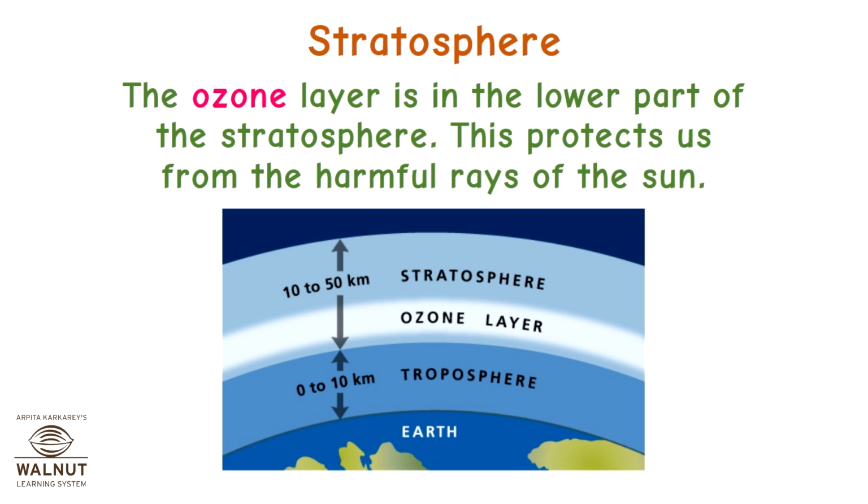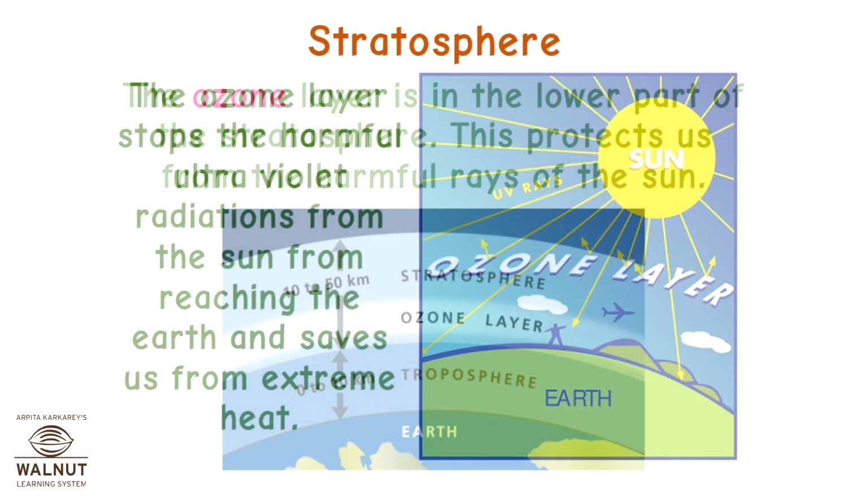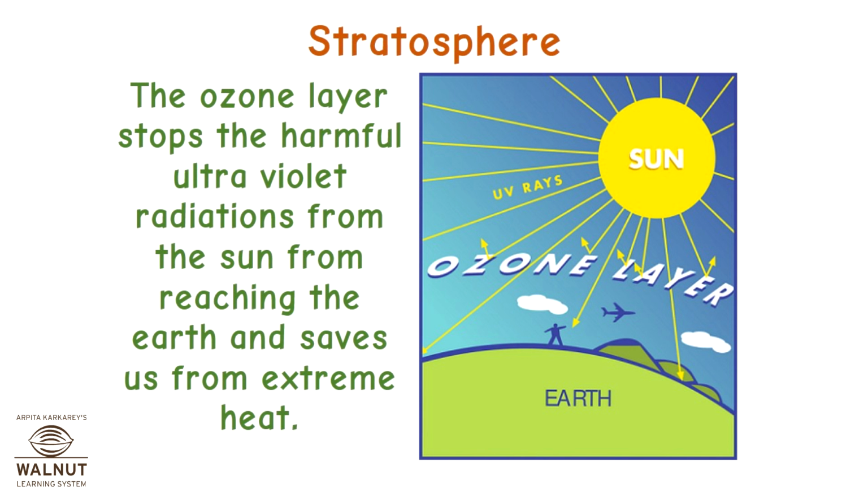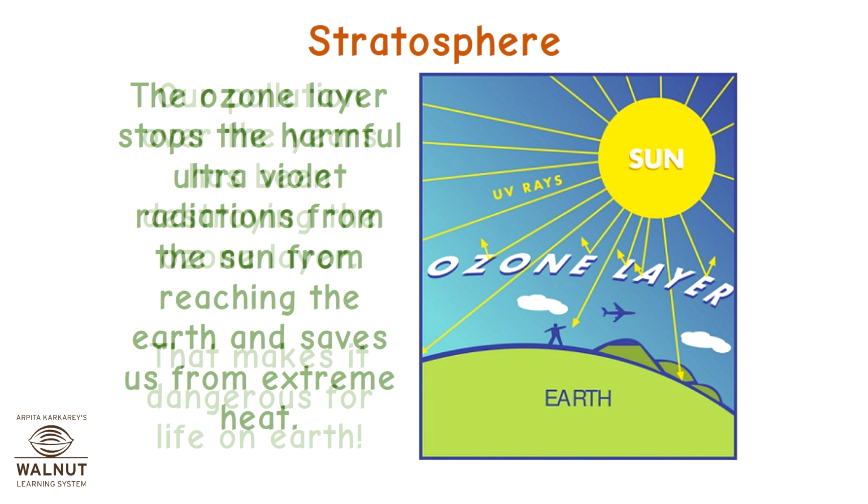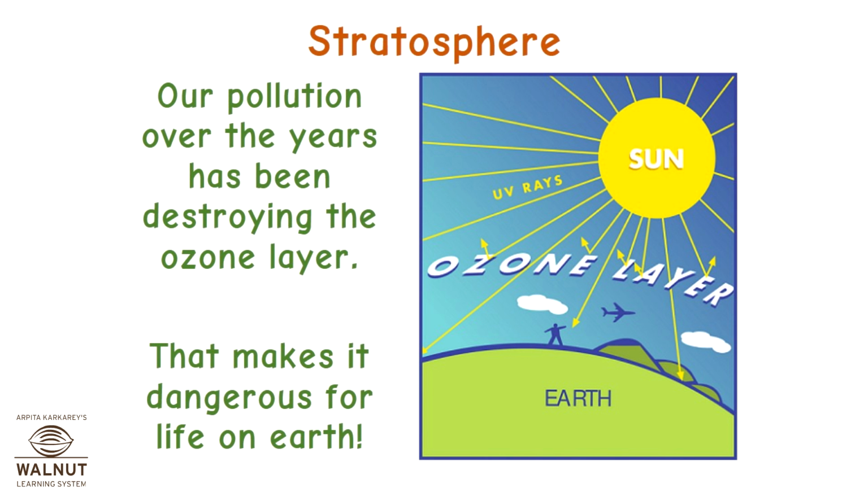This protects us from the harmful rays of the sun. The ozone layer stops the harmful ultraviolet radiations from the sun from reaching the earth and saves us from extreme heat. Our pollution over the years has been destroying the ozone layer. That makes it dangerous for life on Earth.